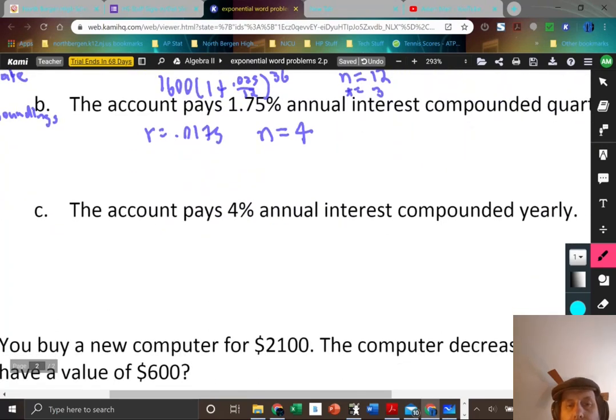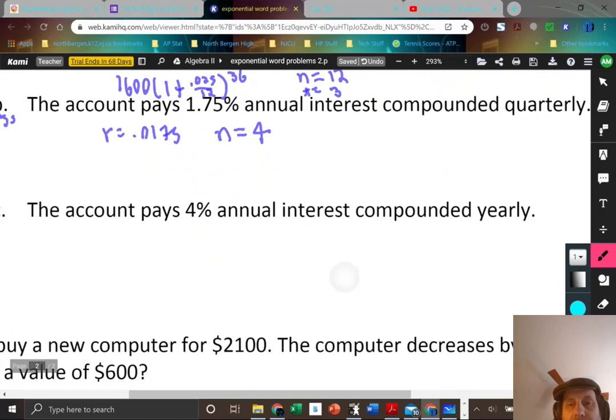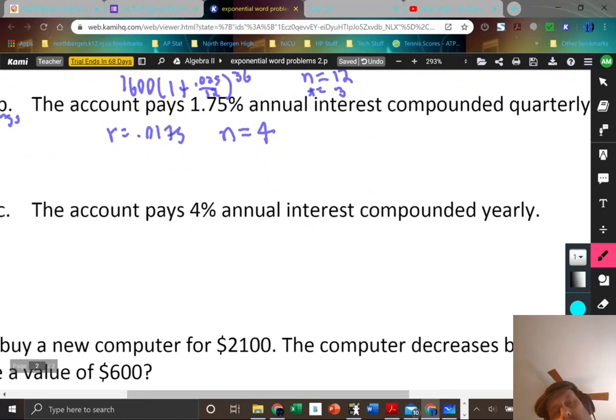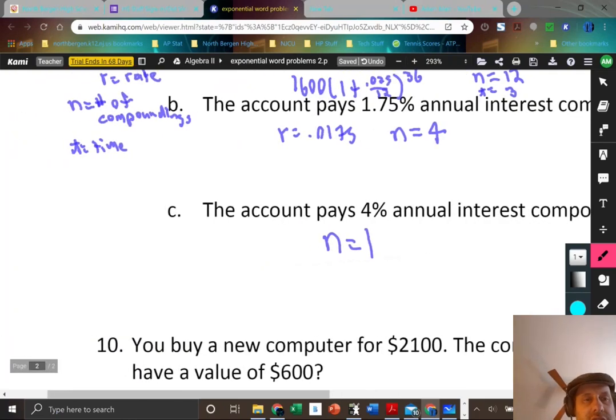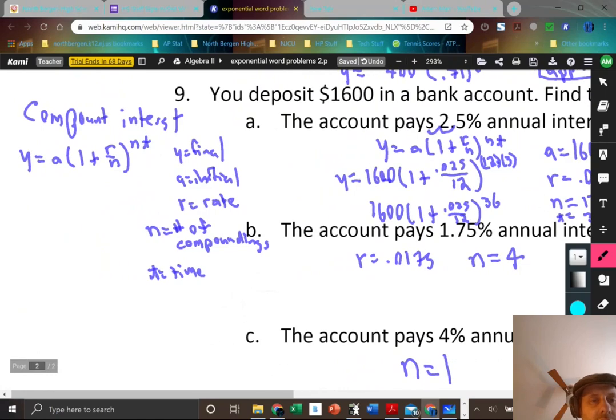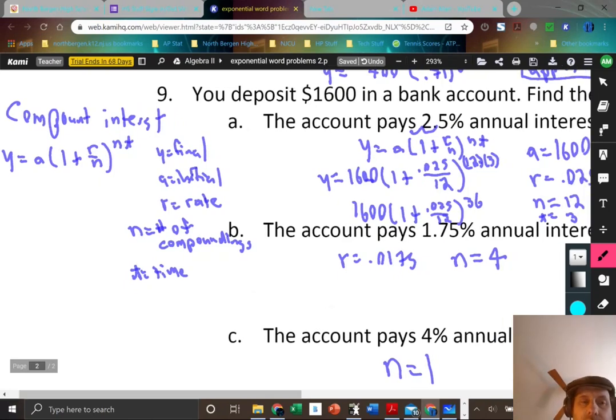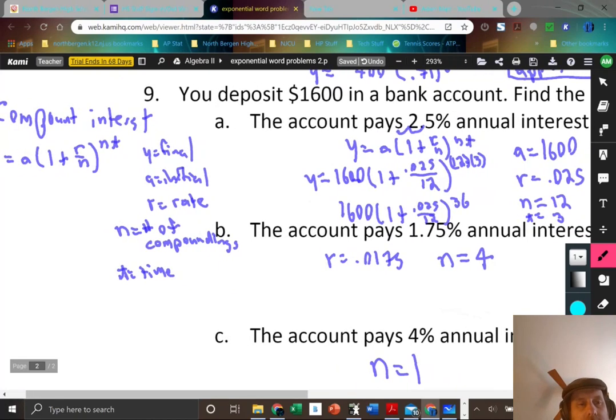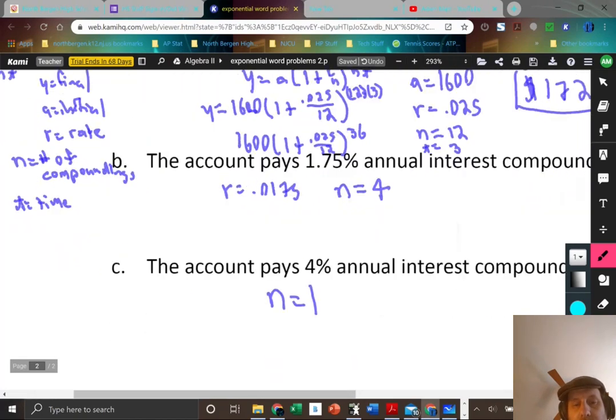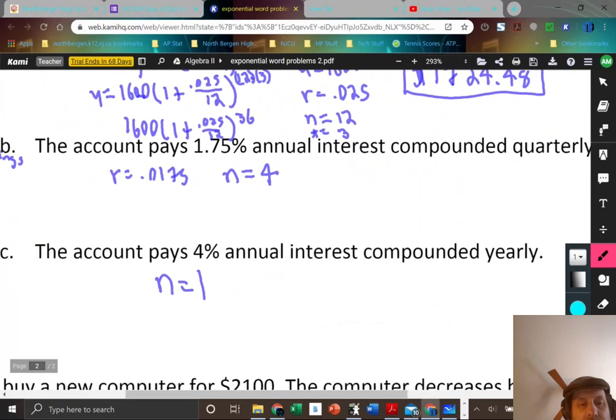And C, annual interest compounded yearly. Well, wait a second here. If it's compounded yearly, that means n equals 1, which means you can just go back to your regular growth formula. Because if n is 1, let's look at this formula: r over 1, times 1 to the 1 times t. So it's not going to affect your formula at all. You could just go back to your regular exponential growth formula for this one, if it's just compounding 1 time per year.